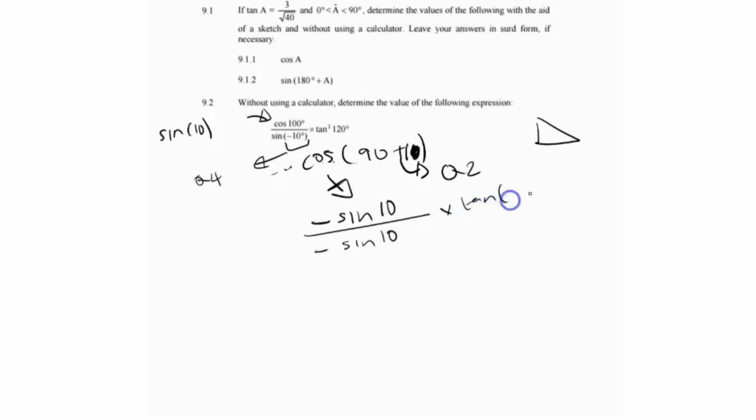let's just do this in this way, 180 minus 60. We're trying to do this using a special angle, so that's why I'm using this way. Yes, this and this will cancel each other out. We will be left with 1 multiplied by negative tan 60, because this is at quadrant 2. Remember that.